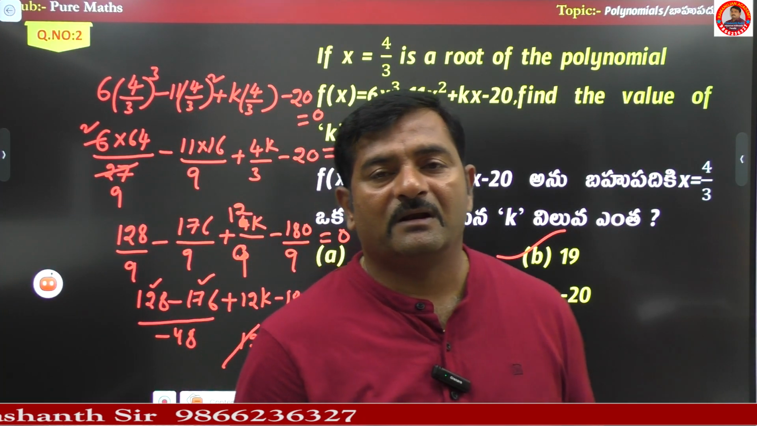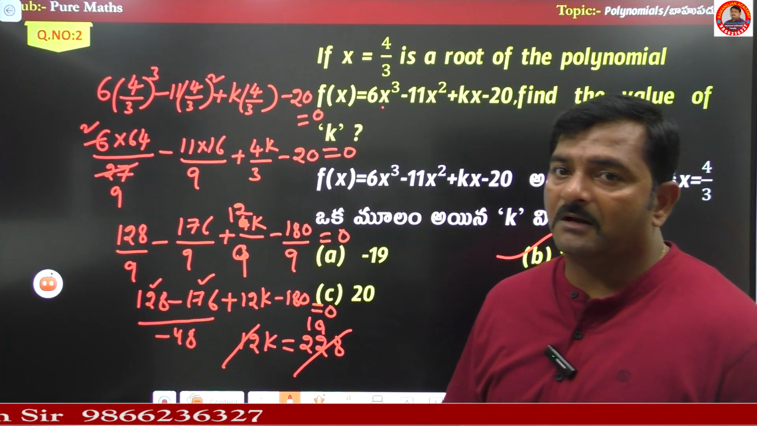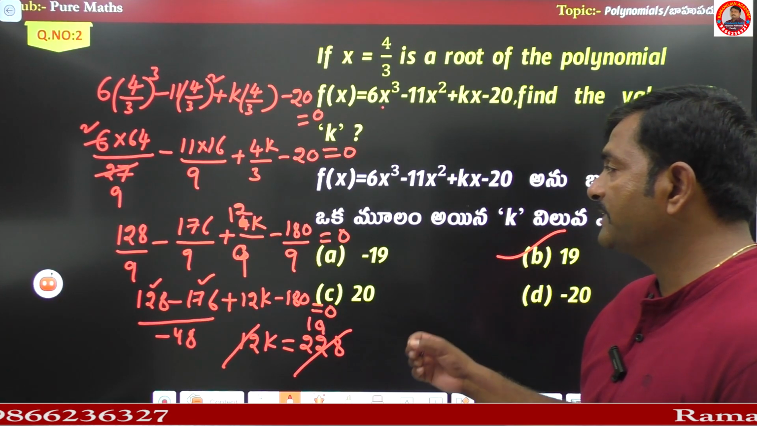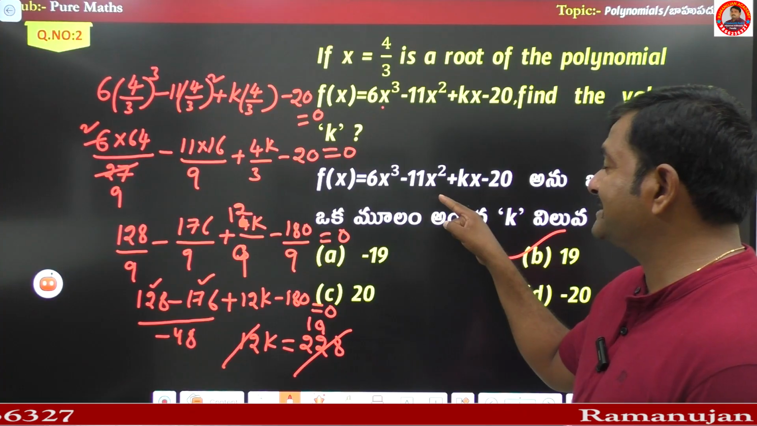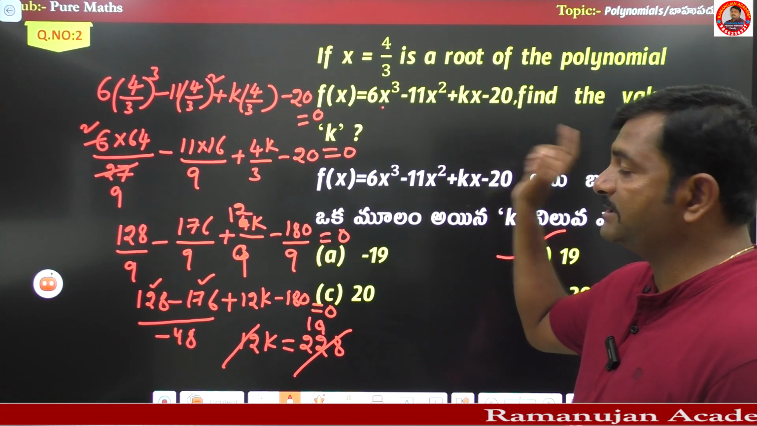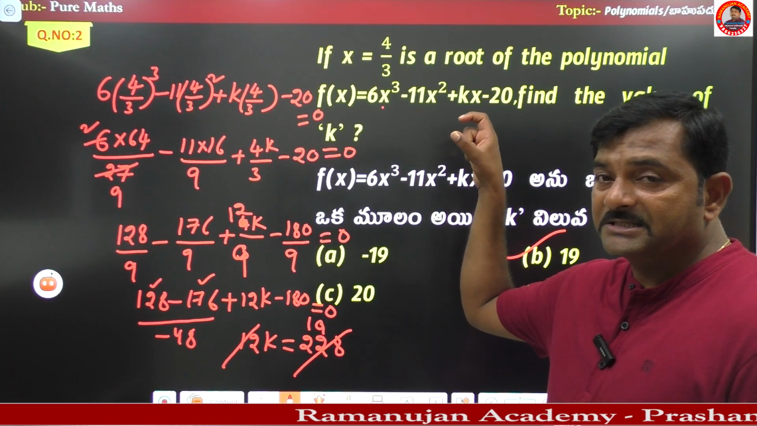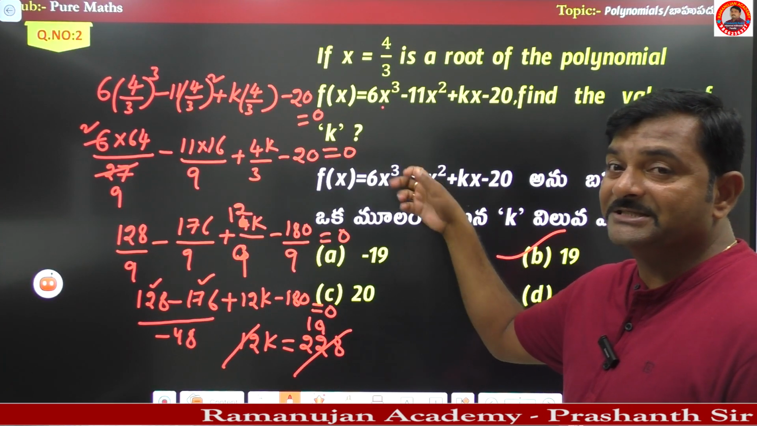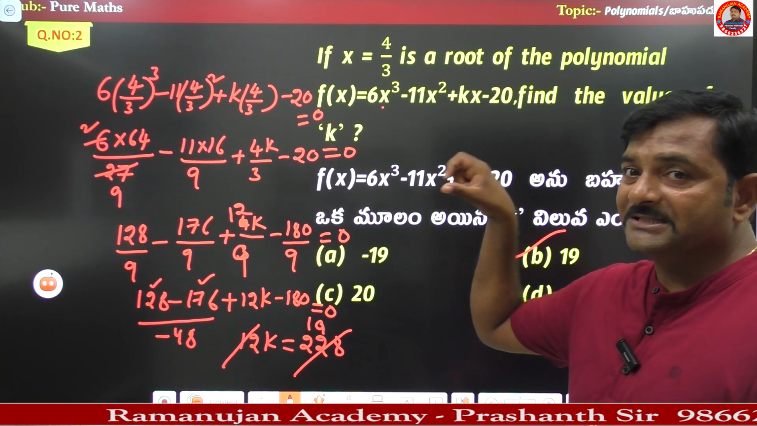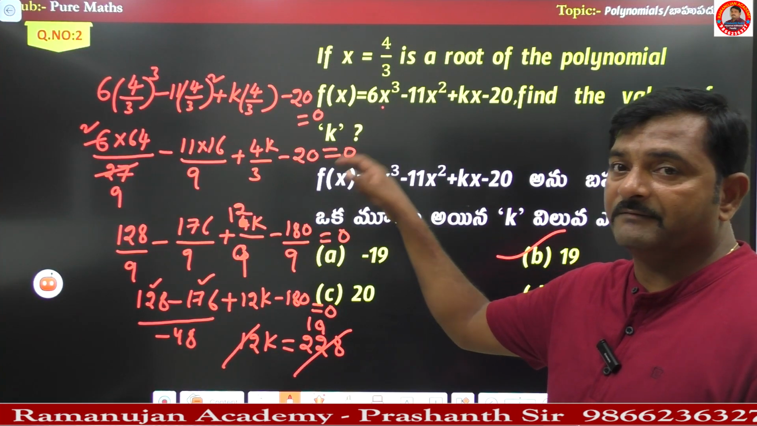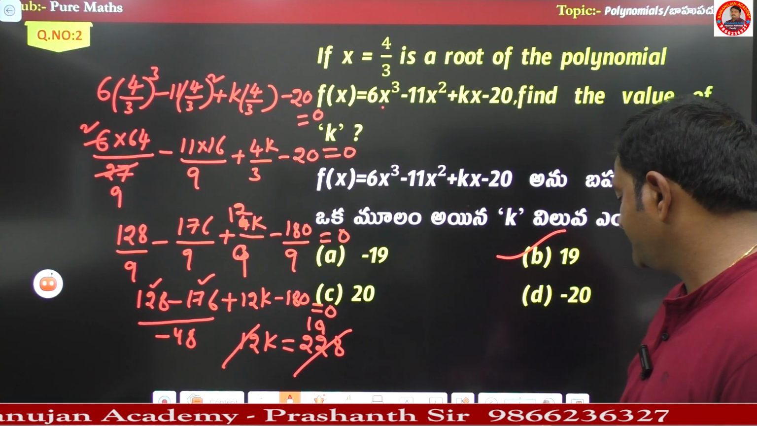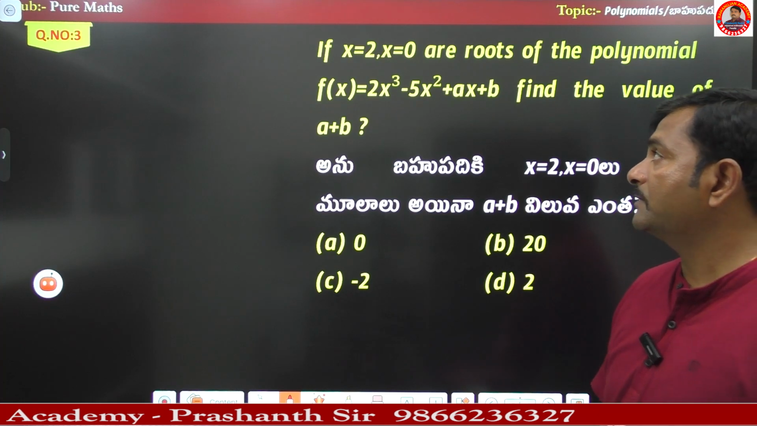Somewhat complicated for non-maths aspirants. The only thing is, wherever x is there, in place of x put 4 by 3. And why am I putting equal to 0? Because it is the root, which means it is the zero of the polynomial. Since it is 0, when I substitute that value, you should get 0. That's all. Now next, third question.